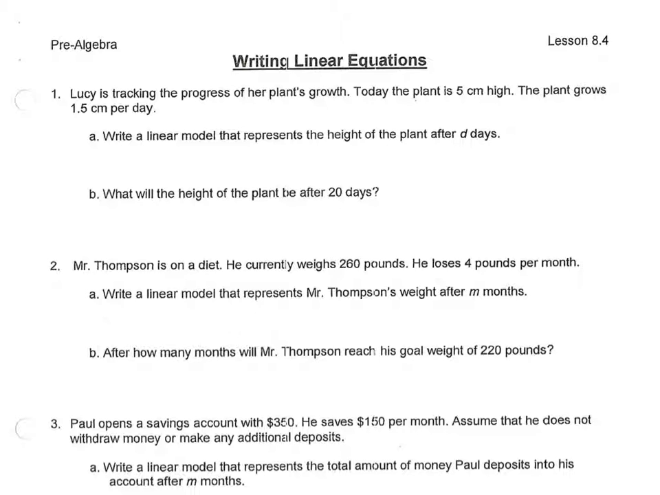So we have two variables going on. We have the height, and then we have D, days. So write a linear model that represents the height. What does the height equal? The starting point of the plant is 5 centimeters. And it grows, so it's going to go up 1.5 centimeters per day. That per day means to multiply it. So this is my equation.